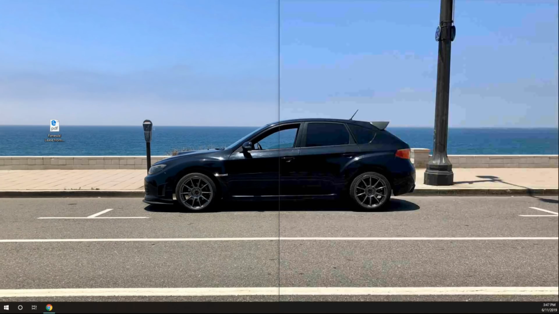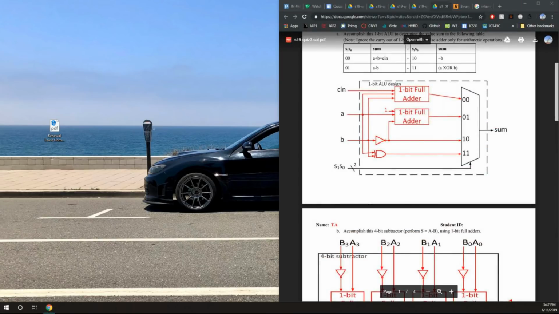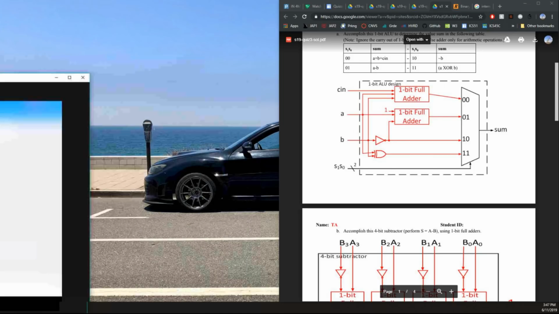I got points taken off for doing Cn equals S0. Because the Cn can technically be 1 for the A plus B plus Cn, right? That's the only reason you lost points. We know it's 1 if we're subtracting, and we know it's 0 if we're just adding, but it could technically be the additional carry-in. That's the only reason you would have lost points.